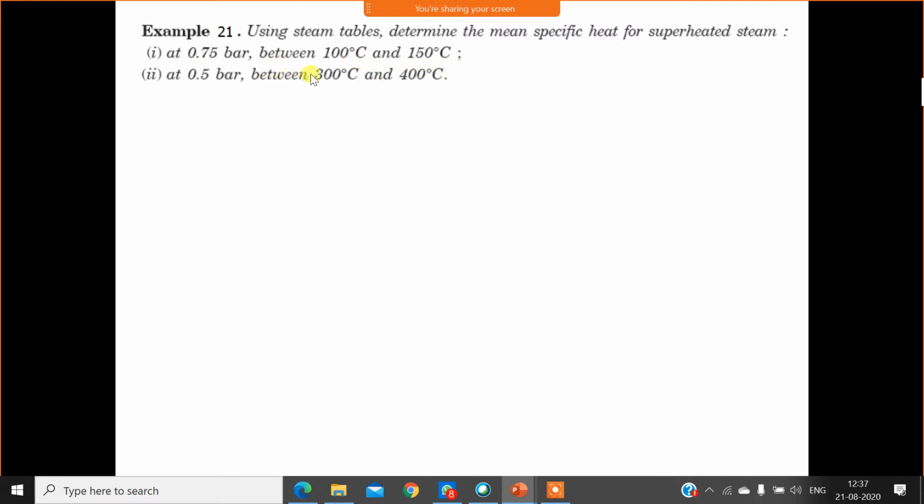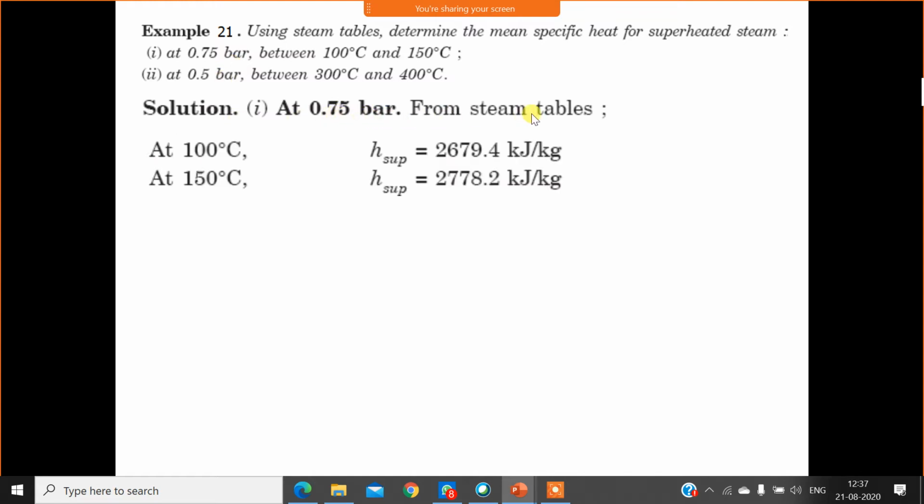Now, using steam table, first of all, we'll check the values of enthalpy of superheated steam at 100 degrees Celsius and 150 degrees Celsius at 0.75 bar. From steam table at 0.75 bar, at 100 degrees Celsius, enthalpy of superheated steam is 2679.4 kilojoule per kg, and at 150 degrees Celsius, enthalpy of superheated steam is 2778.2 kilojoule per kg.